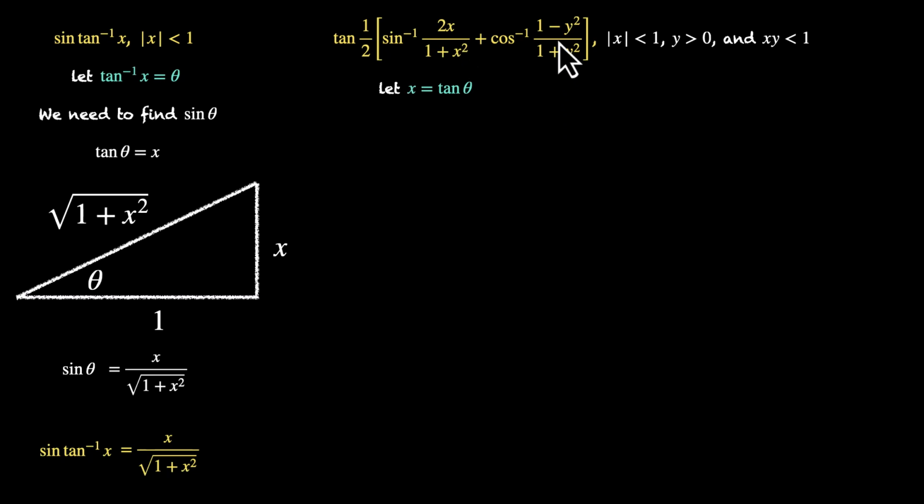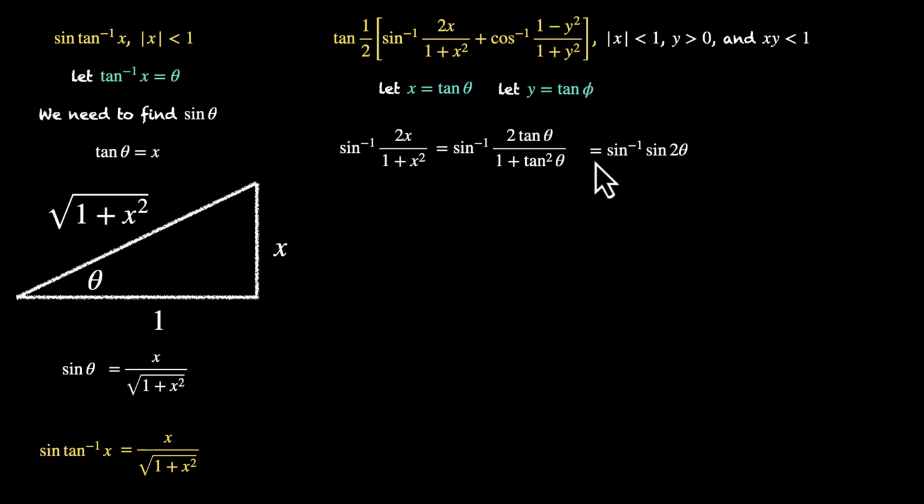Similarly, if we assume this y as tan of phi, some other angle phi, this is 1 minus tan square phi by 1 plus tan square phi. So this becomes cos of 2 phi. So using these two substitutions, we will be able to cancel out sine inverse and cos inverse. Let's see how. This is sine inverse of 2x by 1 plus x square. That's equal to sine inverse of 2 tan theta by 1 plus tan square theta. That's equal to sine inverse of sine 2 theta. Now sine inverse and sine cancel out. This becomes 2 theta.